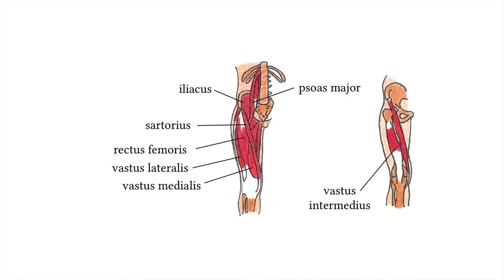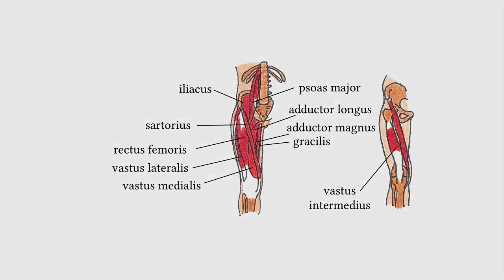The sartorius is a muscle responsible for flexing and laterally rotating the thigh, as well as flexing the leg. It is the longest muscle in the body. The adductor longus and the adductor magnus adduct the thigh and rotate it laterally, but they work as antagonists too. The adductor longus flexes the thigh and the adductor magnus extends it. Finally, the gracilis adducts the thigh and flexes the leg.